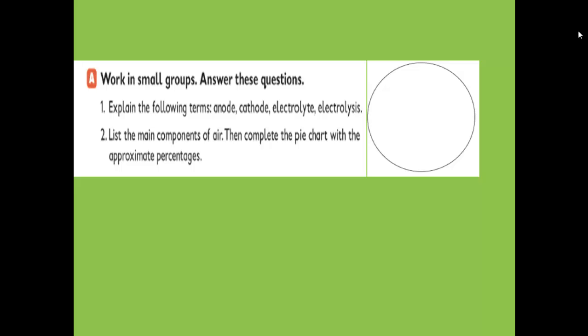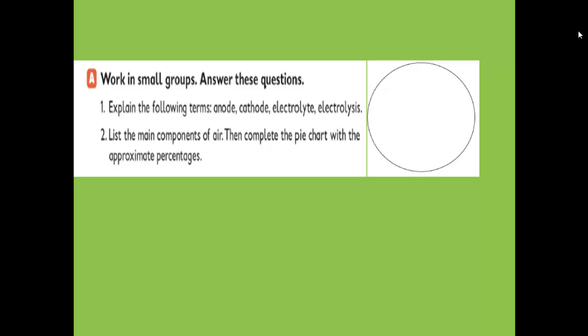The first one, explain the following terms. We have 4 terms and we want to explain the meaning of them. The first one is anode, then cathode, electrolyte, electrolysis. We have 4 terms and we want to explain the meaning of them: anode, cathode, electrolyte, and electrolysis.